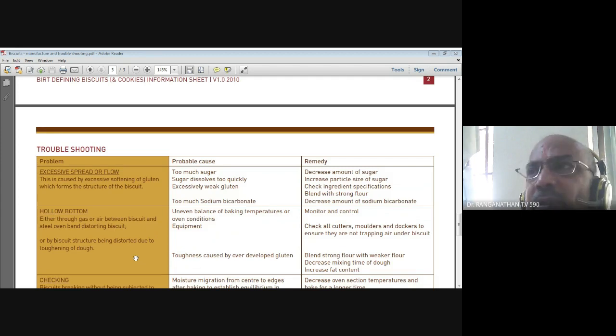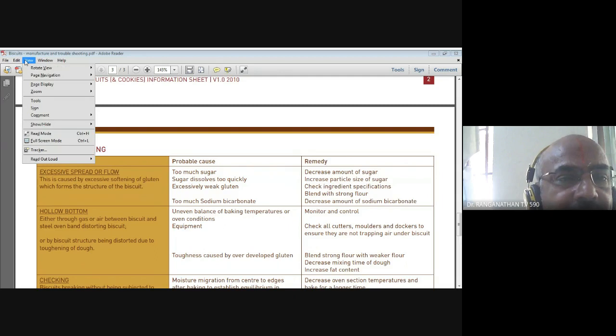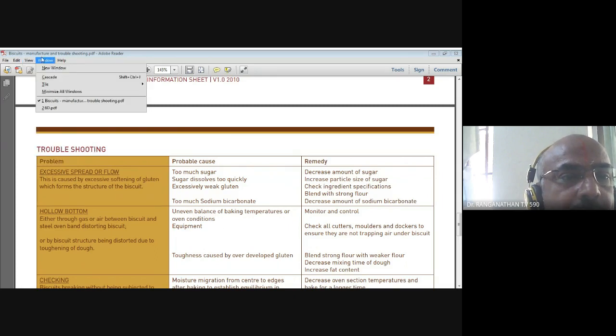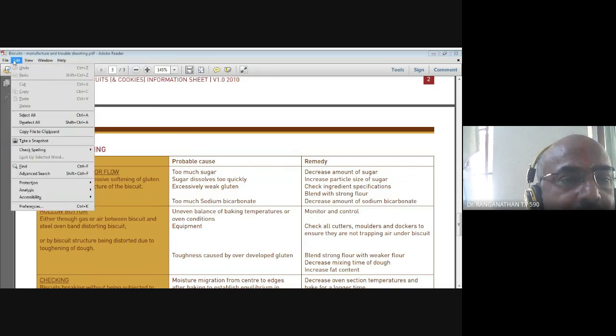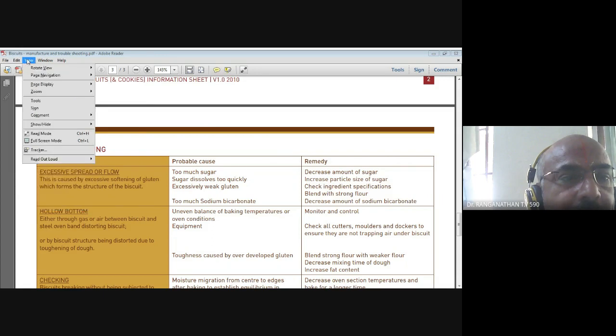Hollow bottom, this is again a common problem that we observe in our lab. That is, normally you have a shape, a flat shape. Now, the hollow bottom is, let's see, is this possible? I don't think it is possible to draw here, right?